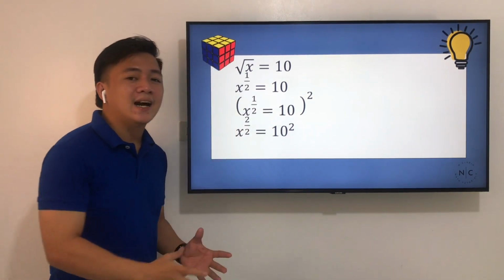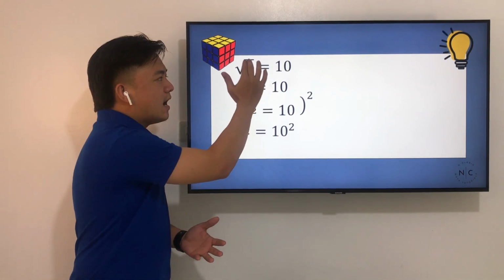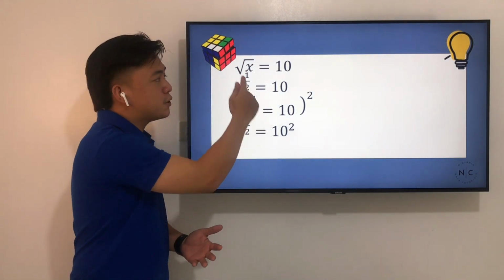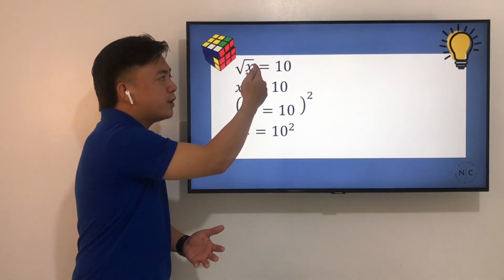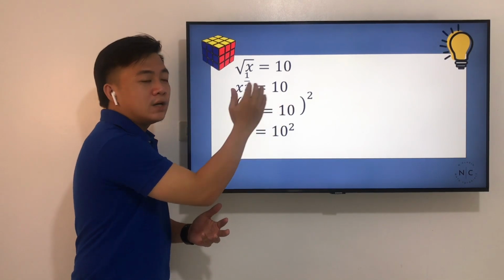Yung ating radical, itatransform natin siya into fractional form. So ito yan. Square root of x is also x raised to 1/2. So yung index natin is 2, then yung exponent dito is wala nakalagay, which means 1. So x raised to 1 over 2 is equal to 10.